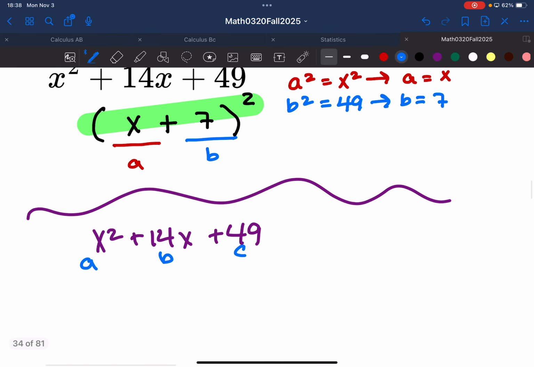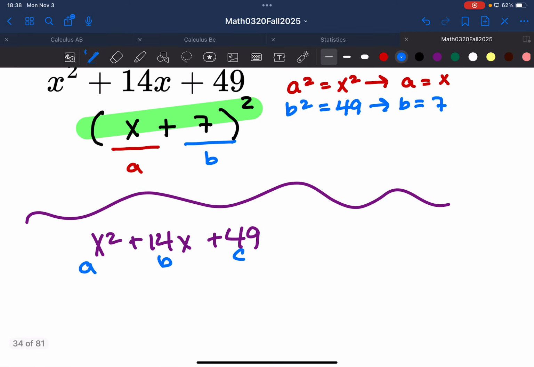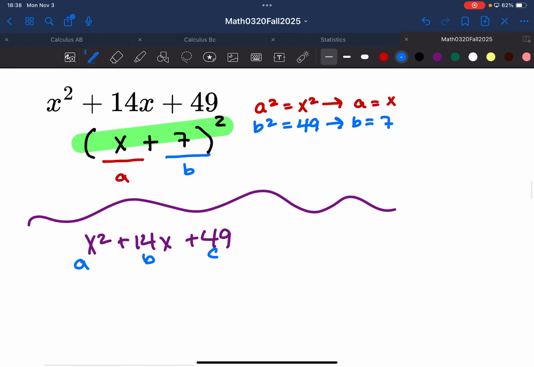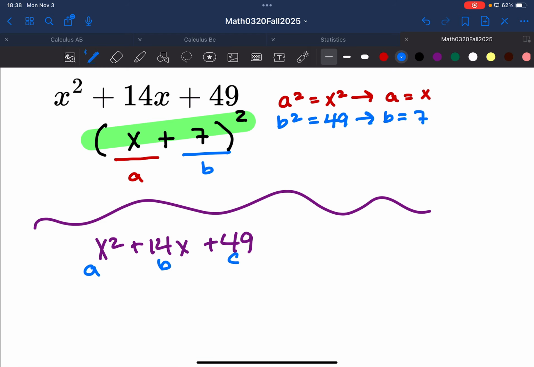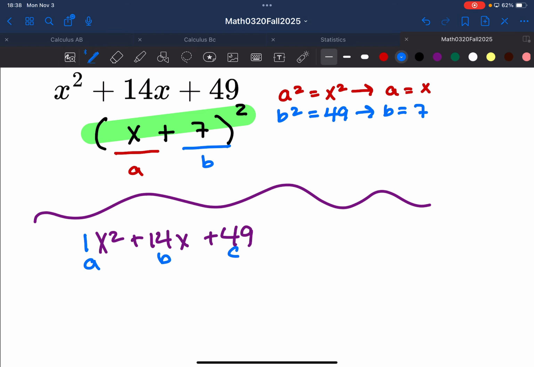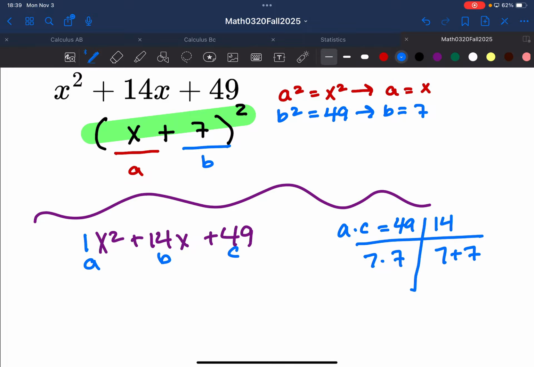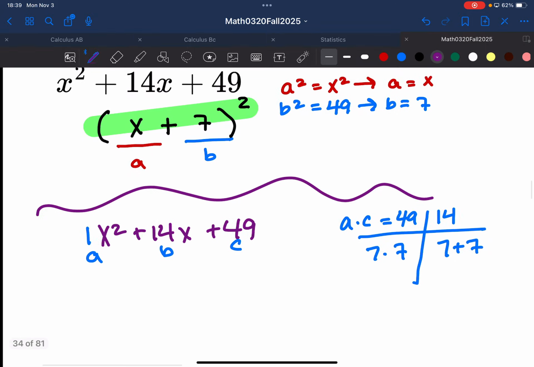So technically we could multiply A by C, but then you'd be multiplying x squared by... not x squared. What's A? 1. Right? If we don't see a number, it's 1. So yes, we could do A times C, which is 1 times 49, which is 49. And we need two numbers that multiply to 49 but add to 14, which is 7 times 7 gives us 49, and 7 plus 7 gives us 14.